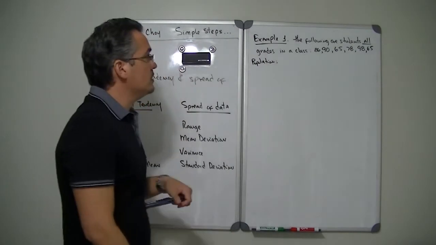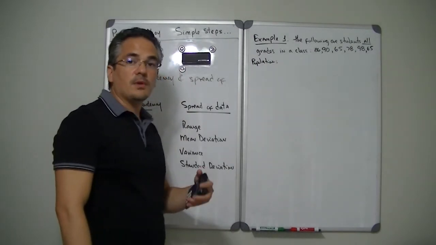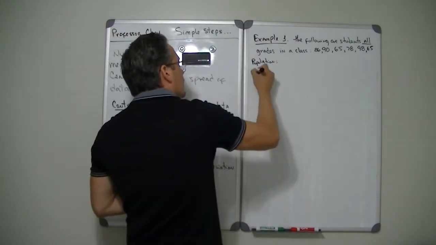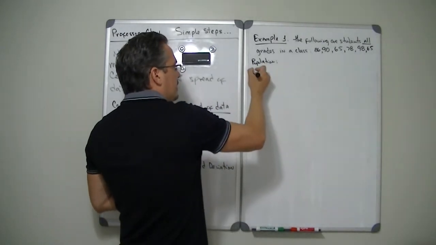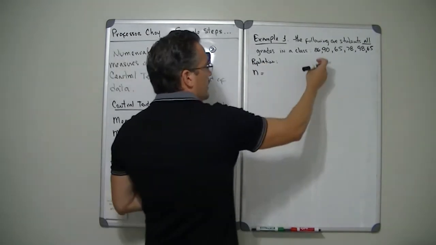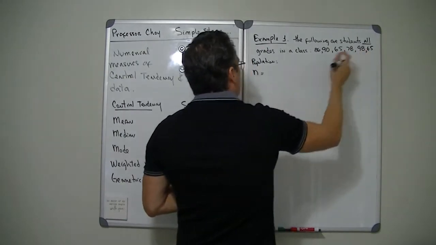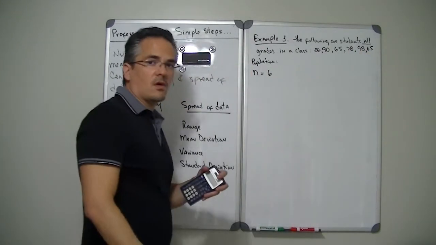Now the next thing that we need to do is count our population size in this case, so our n. The n is just the number of people. So we have 1, 2, 3, 4, 5, 6 students. So it's a small class.